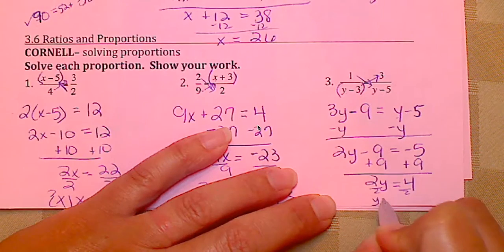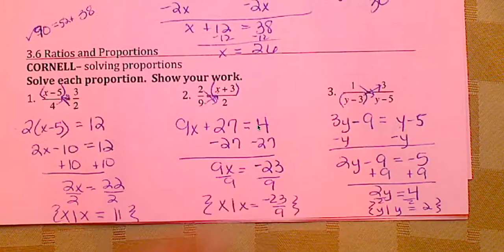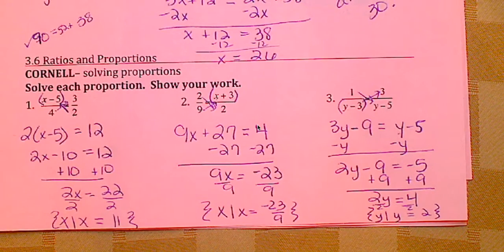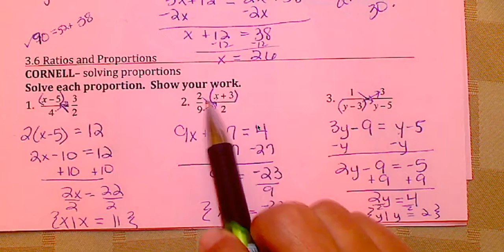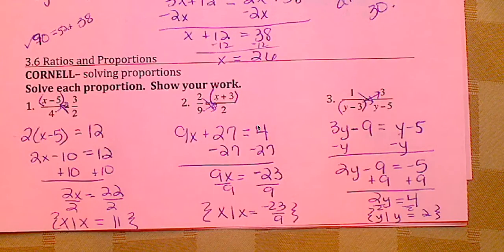So we get y such that y equals 2. Okay? So solving the proportion, very simple. Just remember to distribute if you have two terms and distribute to both of those terms, okay? Let's move to the back.